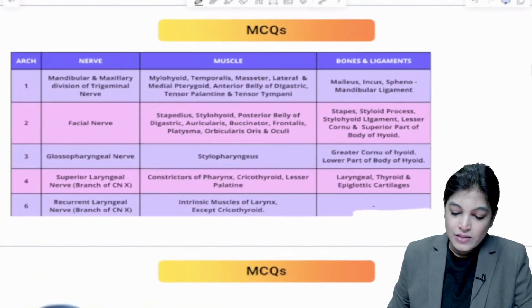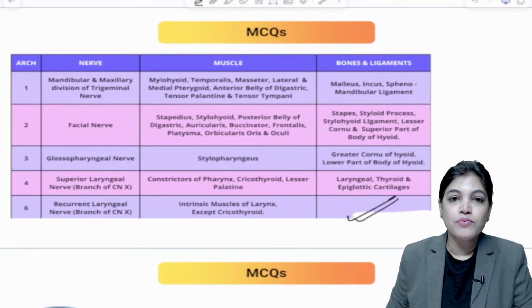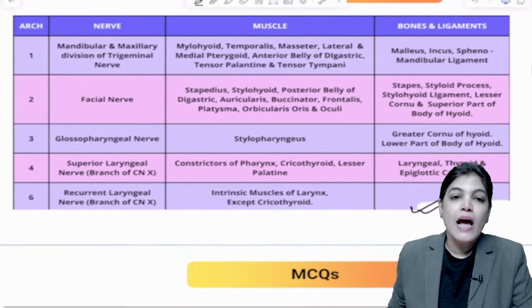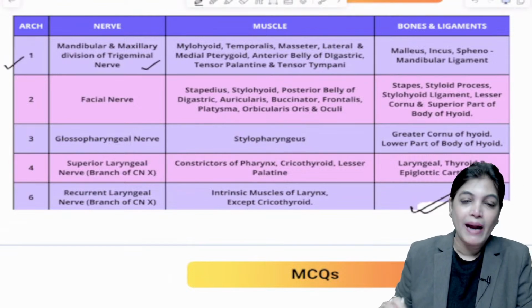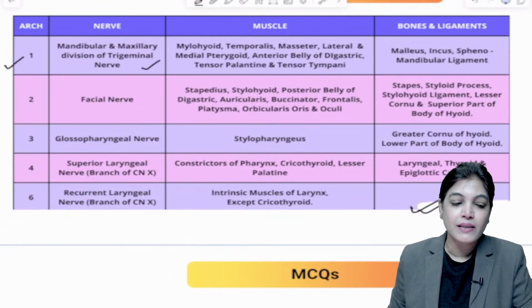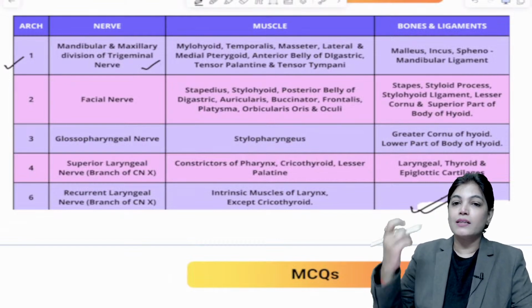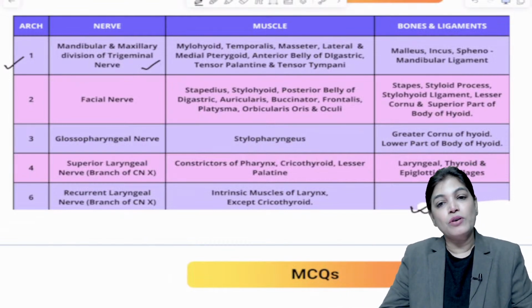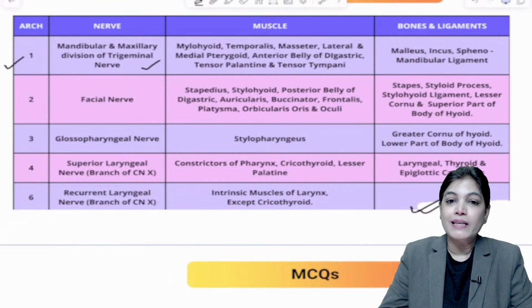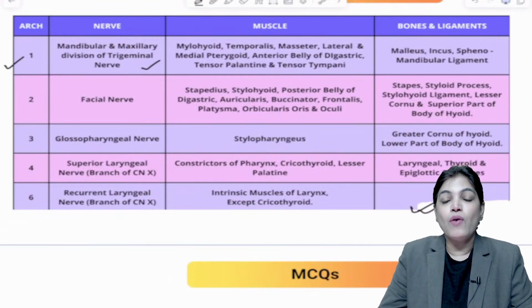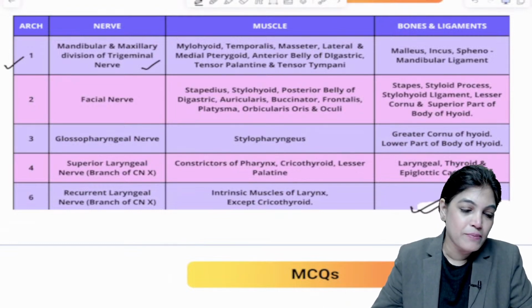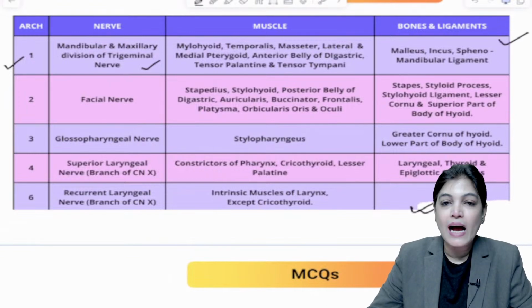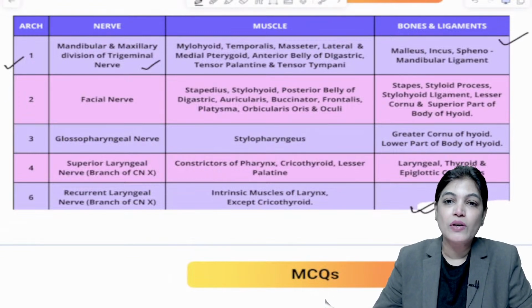So I just want everybody to have a quick revision of the arches, so I'm enlarging this, and you can see it. If I'm talking about the nerve of the first arch, the nerves are the mandibular and maxillary nerves, branches of the trigeminal nerve. The muscles of the first arch are the muscles of mastication: temporalis, masseter, medial pterygoid, lateral pterygoid, one muscle of the ear, that is tensor tympani, tensor veli palatini, and the anterior belly of digastric. If we talk about bones and ligaments, malleus, incus, and sphenomandibular ligament.